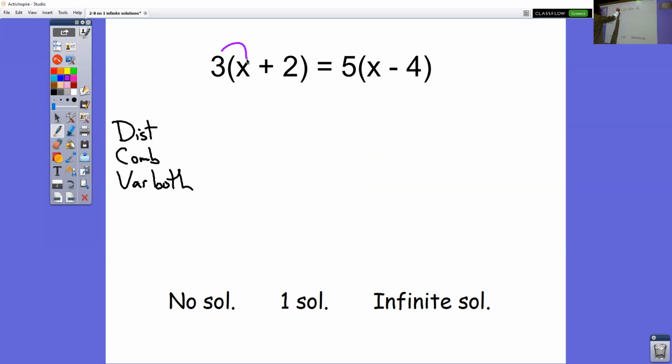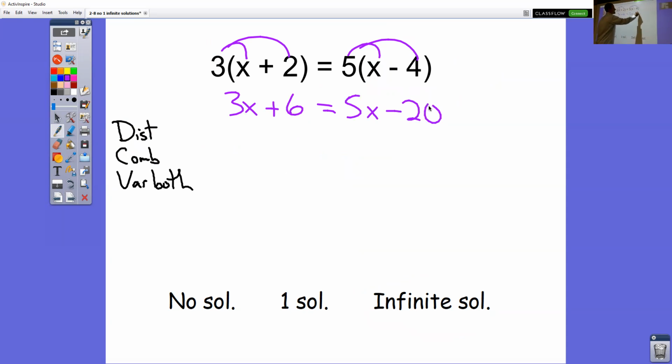In this one, we would have to do the distributive property first. We have 2 instances of it. 3 times x is 3x. 3 times 2 is 6. 5 times x is 5x. 5 times negative 4 is negative 20.